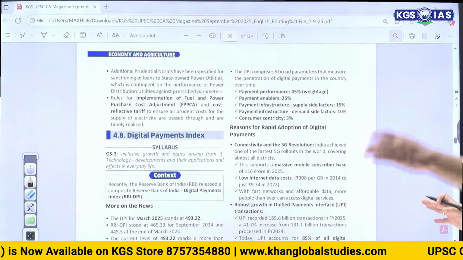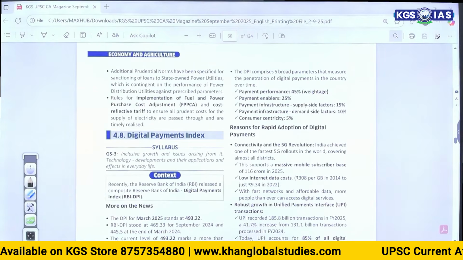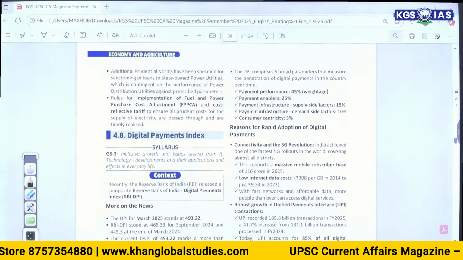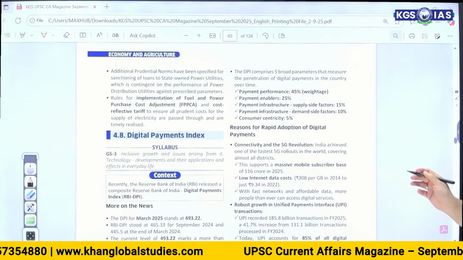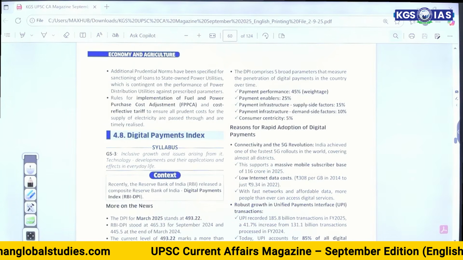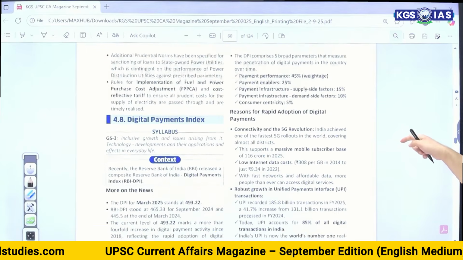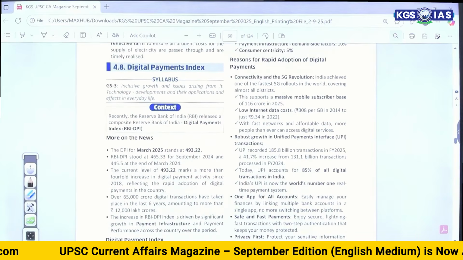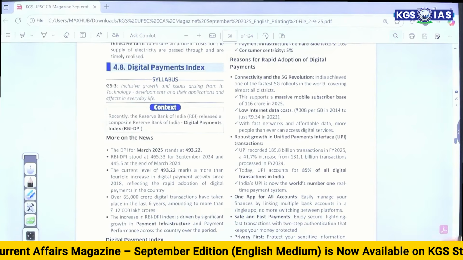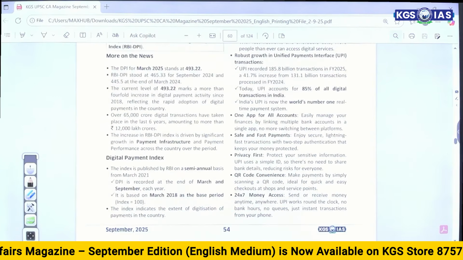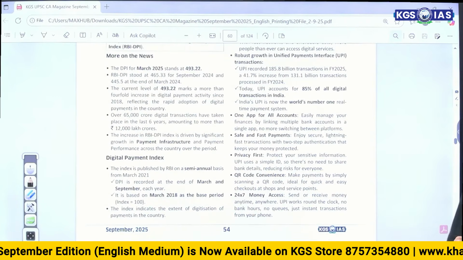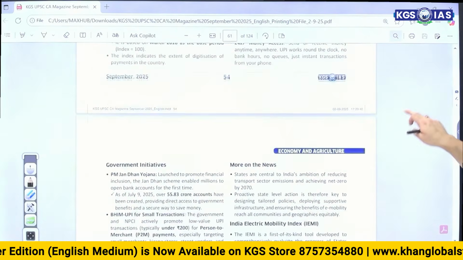So these are the 5 things: payment performance, payment enabler, payment infrastructure supply side, payment infrastructure demand side, and consumer centricity. All these are the major things covered under it. And what is the reason for the rapid adoption of digital payment? Because of low internet data cost, massive mobile subscriber base, robust growth in UPI, one app for all accounts, safe payment, privacy first, QR code convenience, 24/7 money access. All these things are the major reasons.